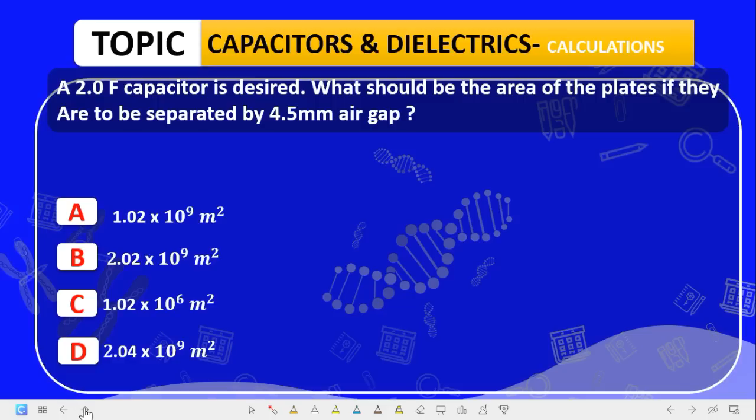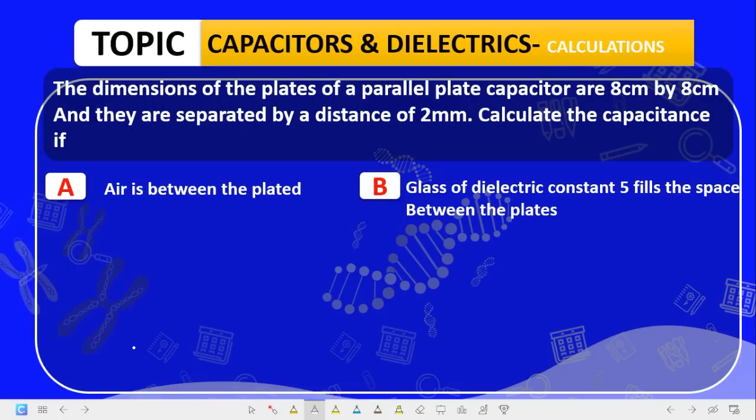Now, same question type. The dimensions of the plates of a parallel plate capacitor are 8 cm by 8 cm, and they are separated by a distance of 2 millimeter. Now, they ask you to calculate the capacitance. If they say calculate the capacitance, it means you calculate C.